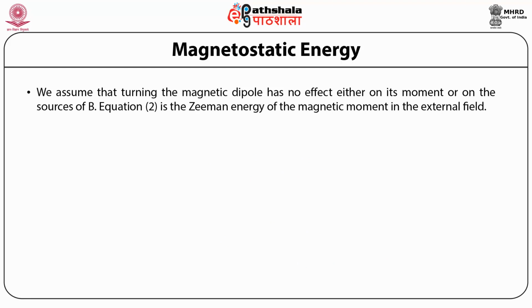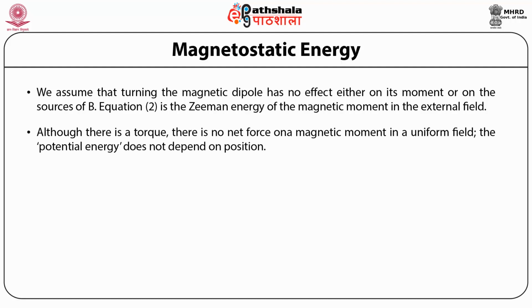We assume that turning the magnetic dipole has no effect either on its moment or on the sources of B. Equation 2 is the Zeeman energy of the magnetic moment in the external field. Although there is a torque, there is no net force on a magnetic moment in a uniform field. The potential energy does not depend on position.